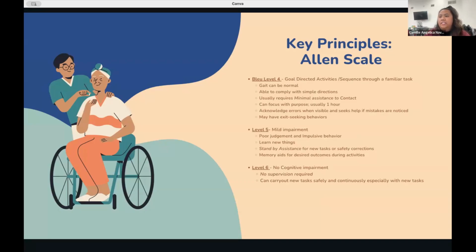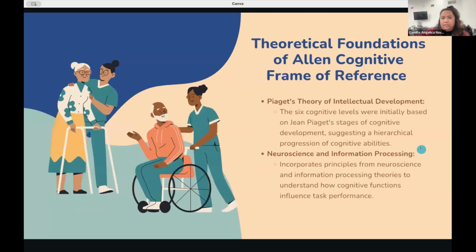But due to their safety, judgment, and impulsive behavior, they will require corrections. However, they're able to learn new things, and memory aids are necessary for better outcomes. And level 6, they don't really have that much cognitive impairment or none at all, and they will require no supervision.